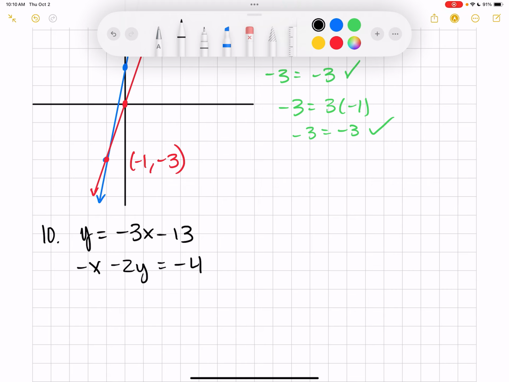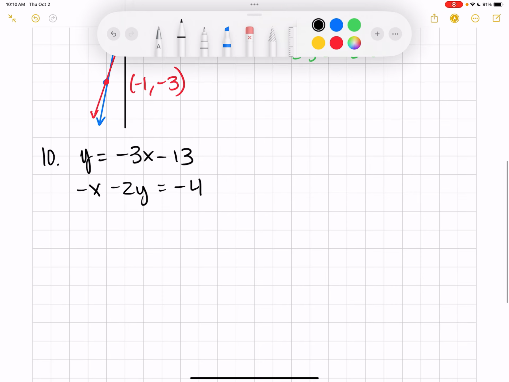And then this one is not in slope intercept, so I need to move this stuff over. So I'm going to add the x. So -2y is equal to x minus 4. And then divide by -2. y equals -1/2 x plus 2. So those are going to be my 2 lines to graph.